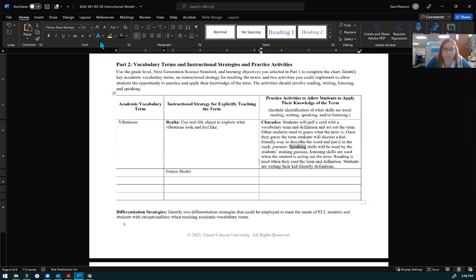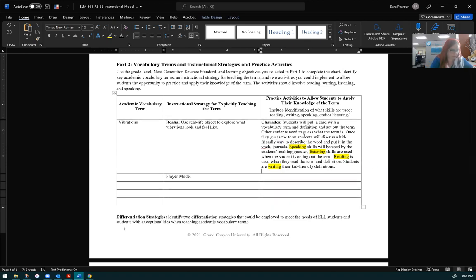So you can see I have speaking skills that are being used when they're making guesses. Listening skills are being used by the student that's acting out the term, as well as the other students participating. Reading is used by the students who are reading the term and the definition. And then students are writing kid-friendly definitions. So you want to include all 4 aspects of language, reading, writing, listening, and speaking in there. And then I would come up with one other way to have students practice.